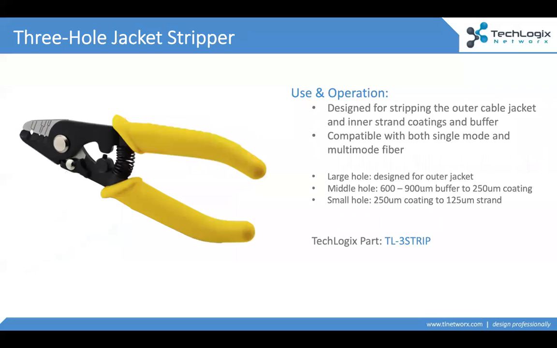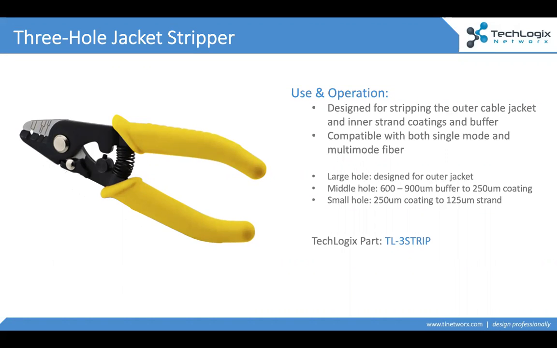Now, the second tool that we get into is the 3-hole jacket stripper. And don't get hung up on jacket, because this does more than just taking off the outer jacket. In the fiber world, especially with mechanical style connectors, the type most people use in the field, you've got to prep that cable. And you prep that cable with the 3-hole stripper, okay? It has 3 holes in it. The large hole is designed to take off the outer jacket, okay?